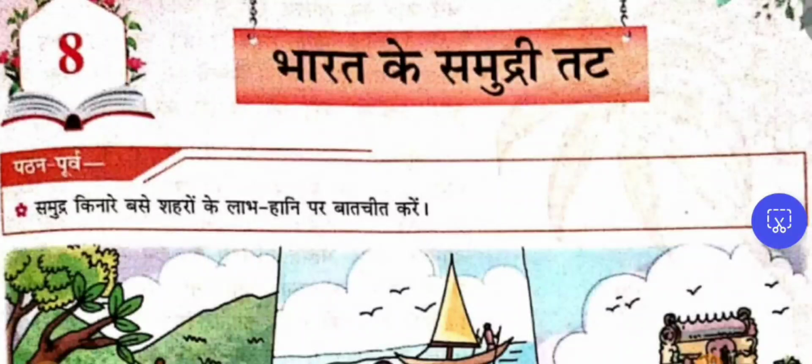समुद्र किनारे बसे शहरों के लाभ हानि पर बातचीत करें. So can you tell me what is the advantage or disadvantages of being in the city which is nearby to the coastal area? Advantages: you can have a cool breeze, you will have a place to walk, you will have a place to spend time peacefully, and you can enjoy seeing the sunsets, sunrise, and you have plenty of empty space in front of you.